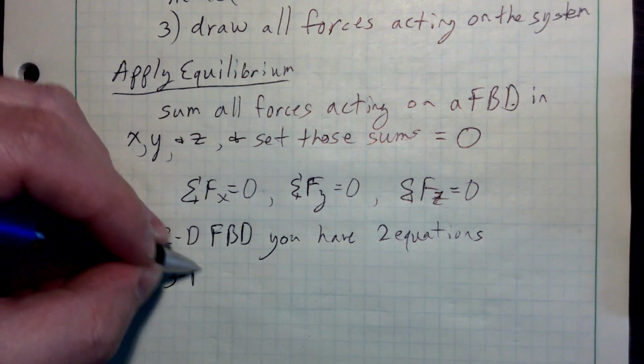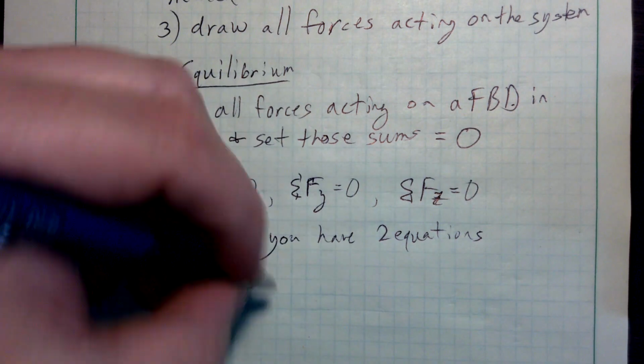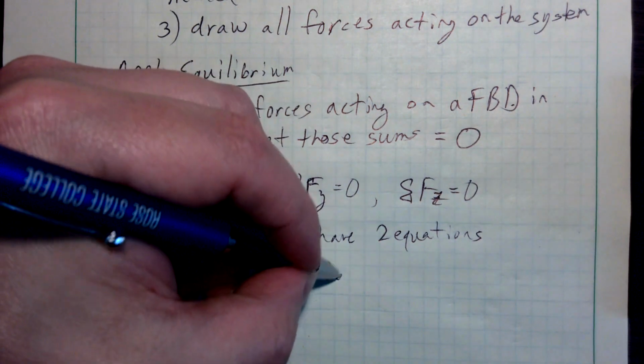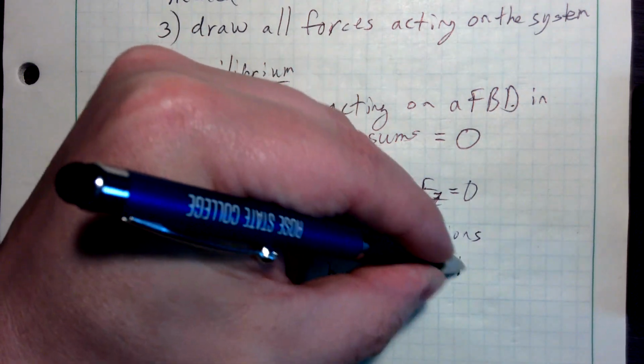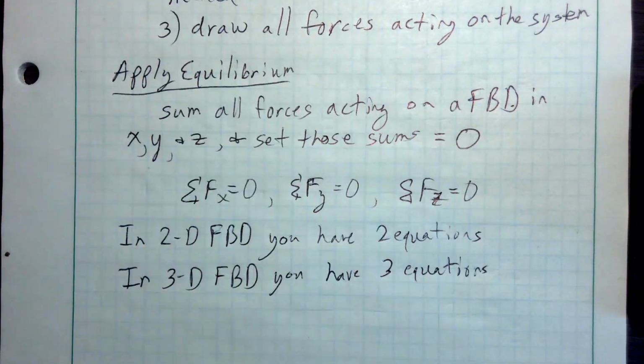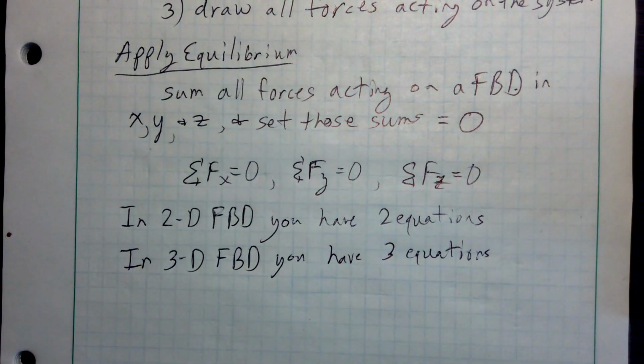If you're working in three dimensions, you have three equations you can use. That's, of course, the sum of forces in x, y, and z. All of those are going to add up to be zero. So that's up to three unknowns you can work towards with a single free body diagram.